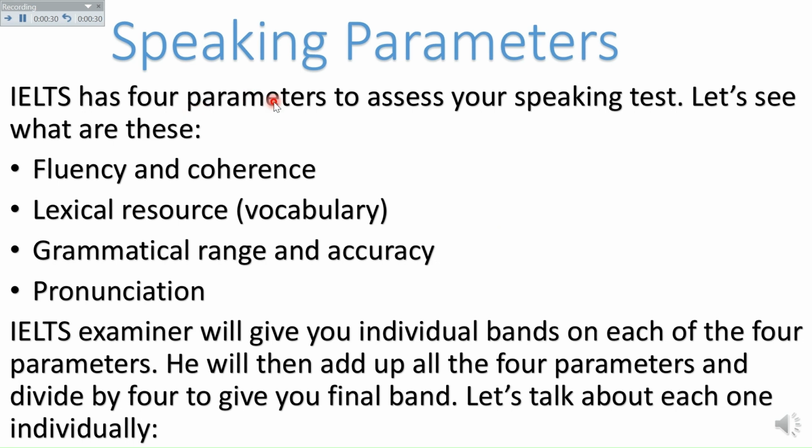So IELTS has four parameters to assess your speaking test. Let's see what these are: fluency and coherence, lexical resource, also called vocabulary, grammatical range and accuracy, or in short, just grammar, and pronunciation. The IELTS examiner will give you individual bands on each of the four parameters. Each of the parameters has nine bands, right? So he will give you individual bands in each of the parameters. He might give you eight bands in fluency, seven bands in vocabulary, six bands in grammar, and seven bands in pronunciation. He or she will then add up all four parameters and divide by four to give you the final band. Let's talk about each one individually now.